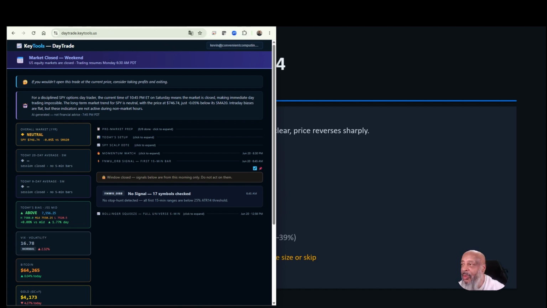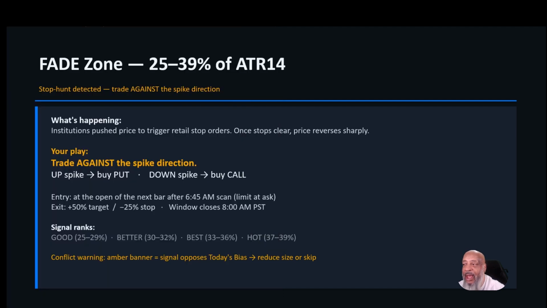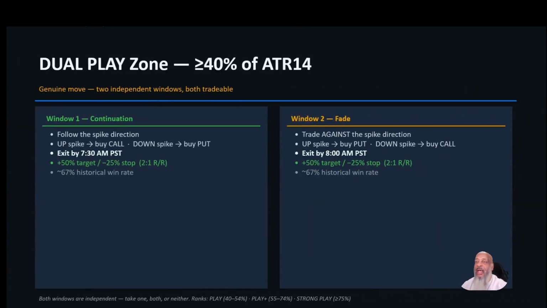Okay, let's get back to this guy here and let's look at the next slide. Okay, a dual play. Now, let's say that it moves more than that 39%. Okay, that's an actual move. If you think about it like a football player, okay, he comes out and he's gonna try to juke you and go the other way.